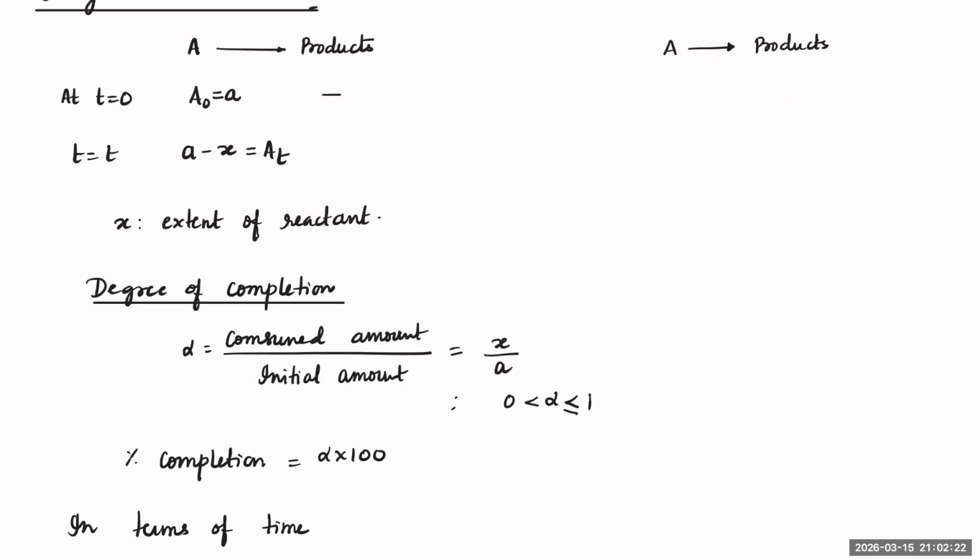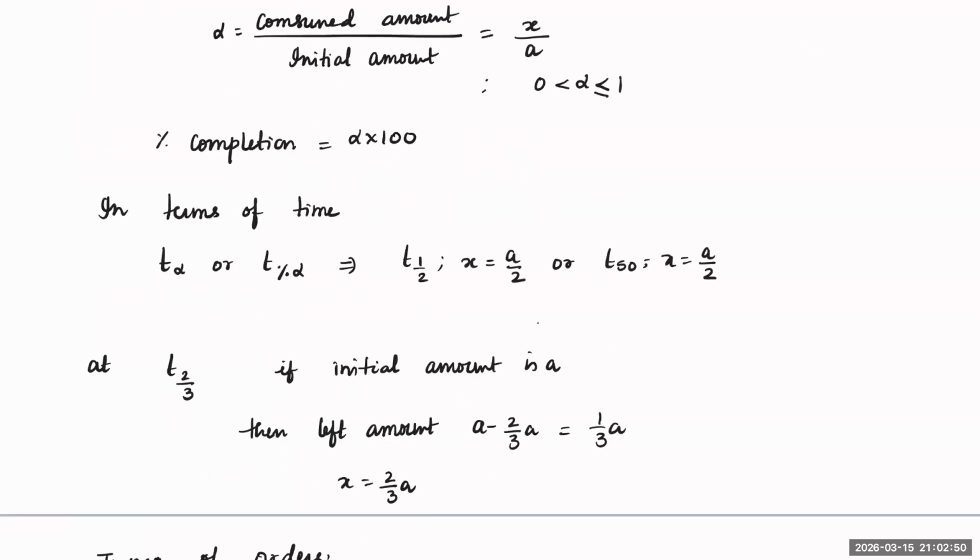In such cases, we can always write something called degree of completion. Degree of completion means how much consumed amount there is with respect to the initial amount. So consumed amount is X, initial amount is A. So X by A is the alpha value, and alpha value will always be between 0 and 1. The percentage completion is always represented as alpha into 100. If it is 50% completed, we say it is 50 into alpha. So this way we can represent it.